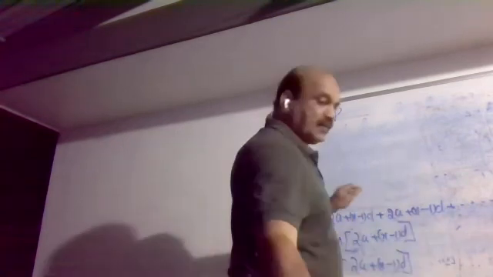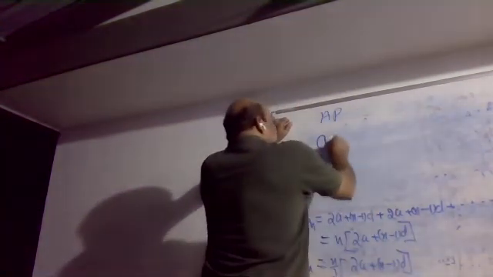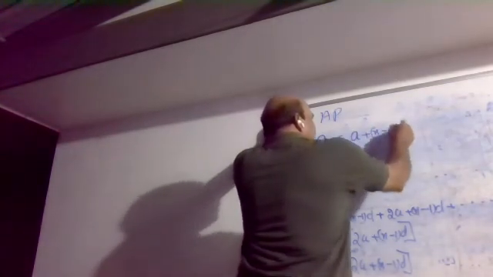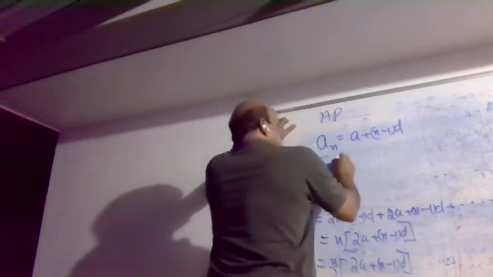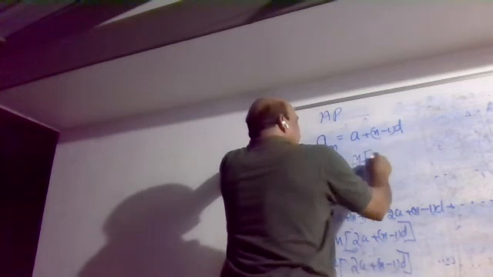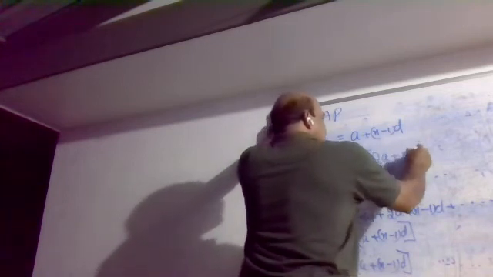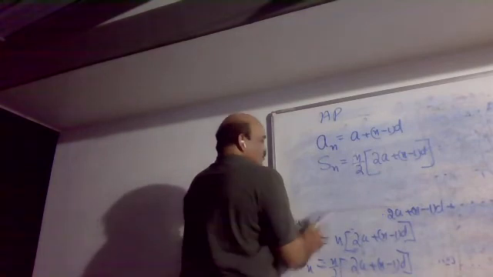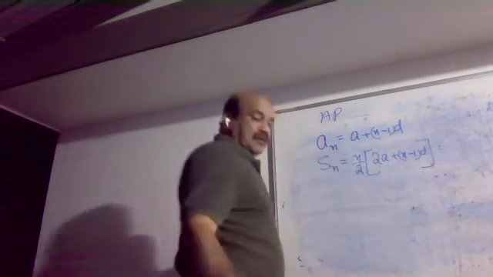So now you have learned two formulas of an AP. An is equal to how much? Yes, a plus n minus 1 into d. Then Sn is equal to n by 2 into 2a plus n minus 1 into d. So today we studied two formulas: to find the nth term of an AP and the sum of n terms of an AP.